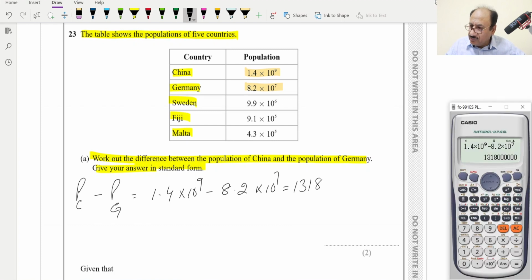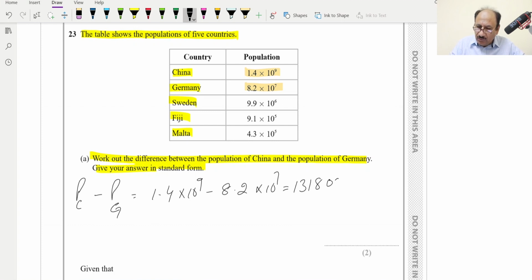So 1318 and number of zeros are 6 zeros, 1 2 3 4 5 6, but we have to provide the answer in standard form, so we can write here a decimal, and this decimal we can shift after the first non-zero number. So in between 1 and 3 we will be shifting this, and how many jumps will we be taking? 1 2 3 4 5 6 7 8 and 9 jumps we will be taking to the left.